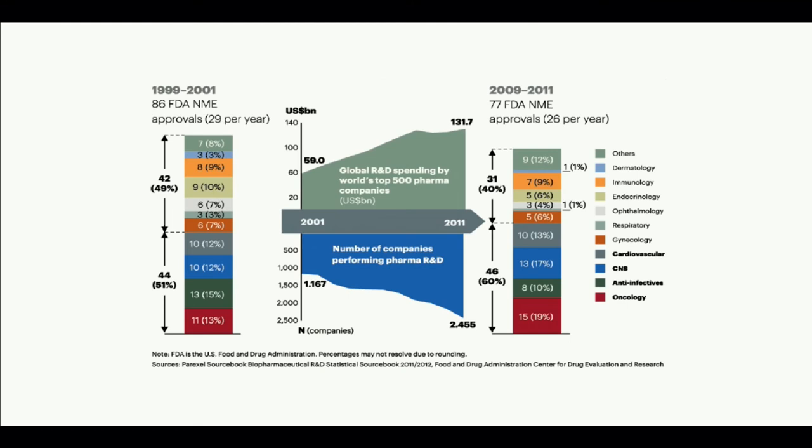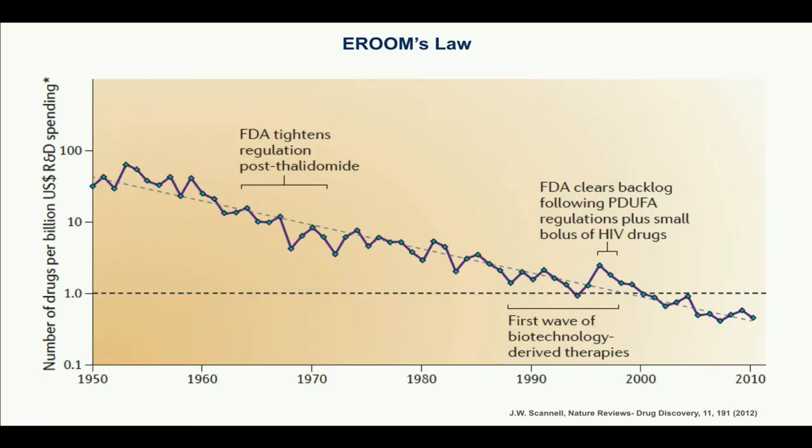The number of new drugs in a 2-year span between 1999 and 2001 was about 29. These are new molecular entities the FDA approves, so that's a new drug. If you go to 2009 to 2011, it's about the same amount of drugs. But look, you've almost doubled the global R&D spending, and you've doubled the number of companies basically in the game. So drugs are becoming more expensive to produce and less efficiently, and more companies are trying to do this.